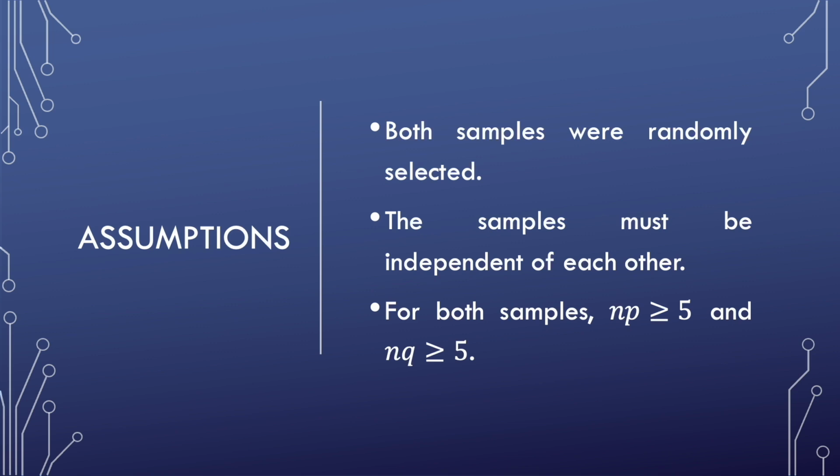So, assumptions for z-test for two proportions. Both samples were randomly selected. The samples must be independent of each other, and for both samples, np should be greater than 5 and nq should be greater than 5.